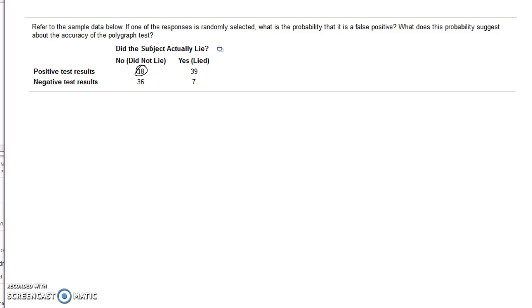So you need to add up the total. When we add up all of the different cells, how many data points do we have? We have a total of 100. And the ones who did not lie but gave us a positive test were 18. So the probability of getting a false positive is 18 out of 100.